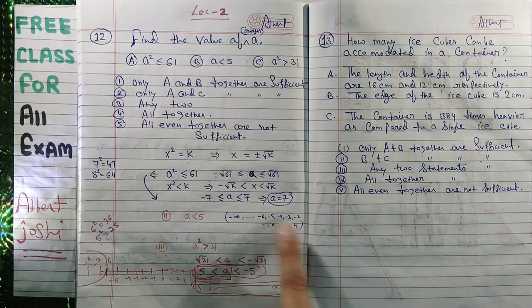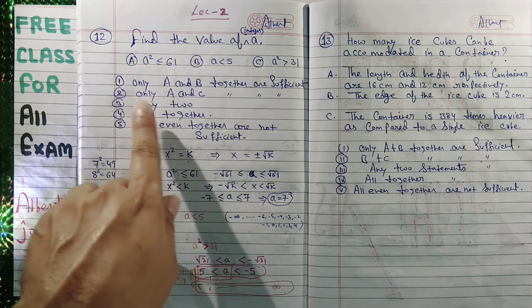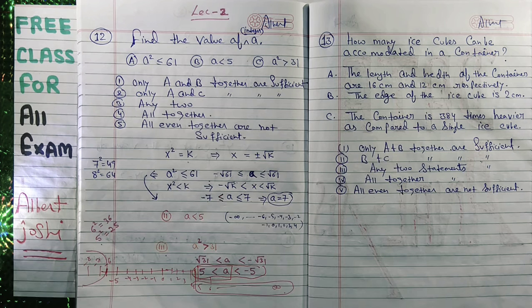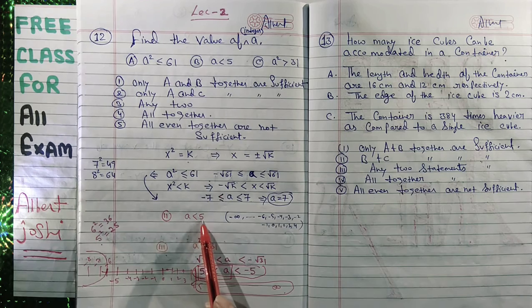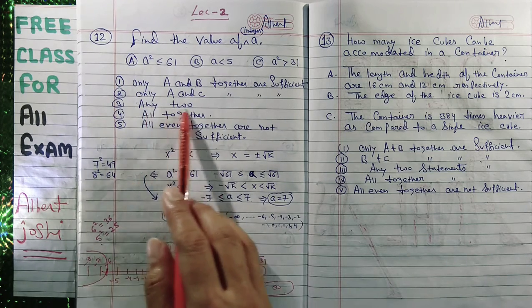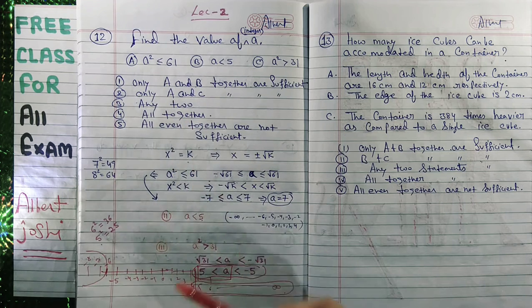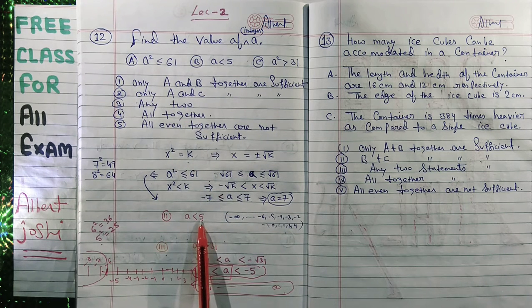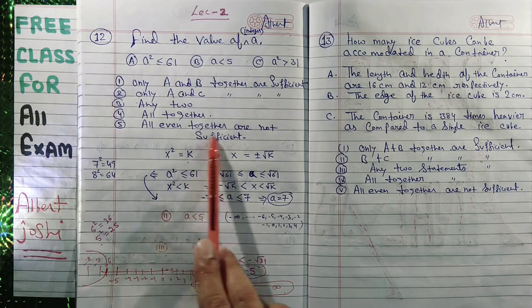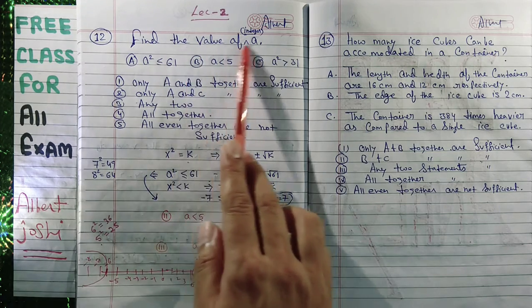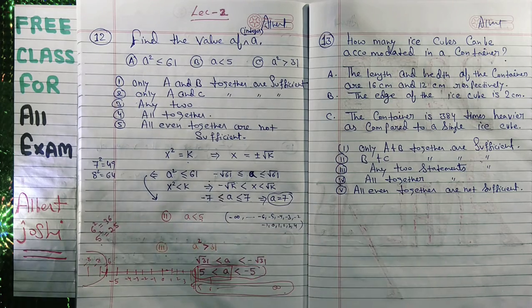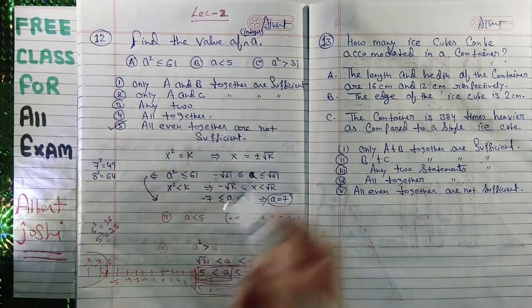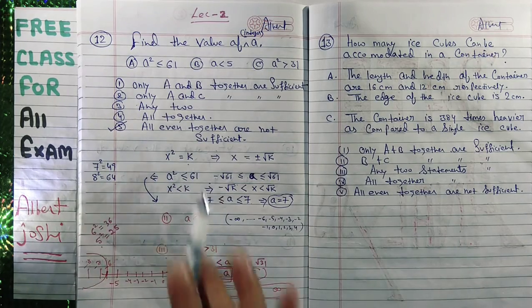Now you can see in the equation, a is equal to 7, but by the help of this 7 we are getting, okay, only a and c are sufficient. But in the equation b, he has given us a is less than 5, so this is also wrong. Any two together is also wrong, and all together is also wrong because a is less than 5. So all even together are not sufficient to get the exact value of a. That will be your correct answer. I think you understand this is a very complex question, and it came in your previous year exam, so you have to think about it.